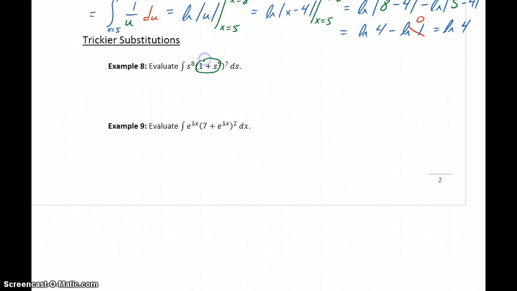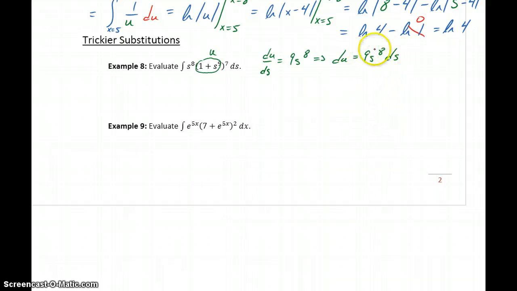We'll identify our interior function, in this case 1 plus s to the ninth. So that will still be our expression for u. So we'll look at taking the derivative of that statement. So du over dx is going to be equal to the derivative of 1 plus s to the ninth, which will be 9s to the eighth, which means du will equal 9s to the eighth, and I should be using a ds there, not a dx. So du is going to equal 9s to the eighth ds.